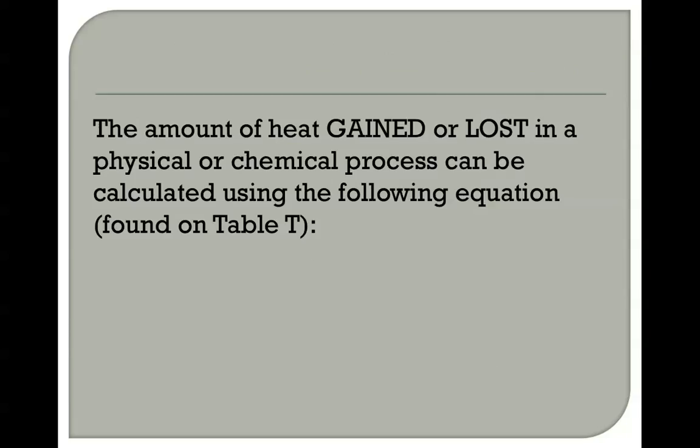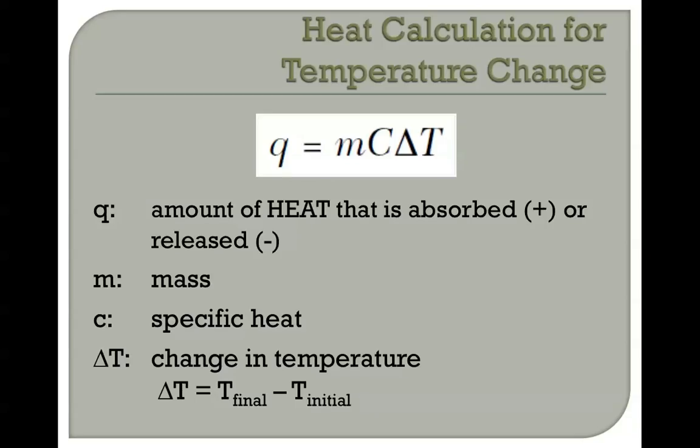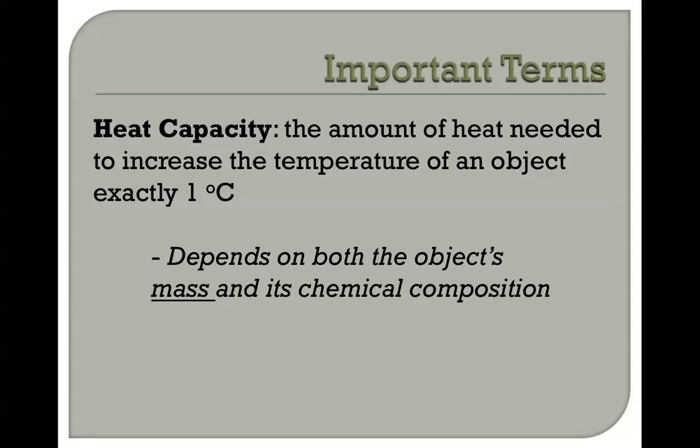So the amount of heat gained or lost in a physical or chemical process can be calculated using the following equation, which is on the back of your reference table. So Q equals mc delta T. Q being the amount of heat that's absorbed or released, which is shown by a positive or negative value. M is mass, C is a specific heat value, and then delta T is a change in temperature. I would definitely make sure you write this part down, that the change in temperature is your final temperature minus your initial temperature.